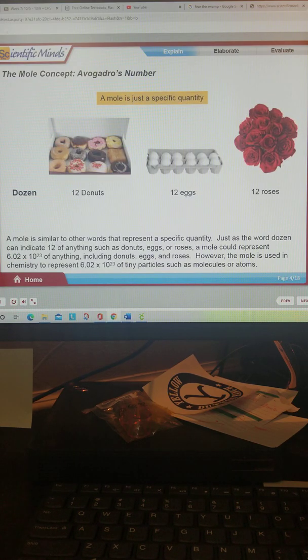A mole is similar to other words that represent a specific quantity. Just as the word dozen can indicate 12 of anything, such as donuts, eggs, or roses, a mole could represent 6.02 times 10 to the 23rd of anything, including donuts, eggs, and roses. However, the mole is used in chemistry to represent 6.02 times 10 to the 23rd of tiny particles, such as molecules or atoms.